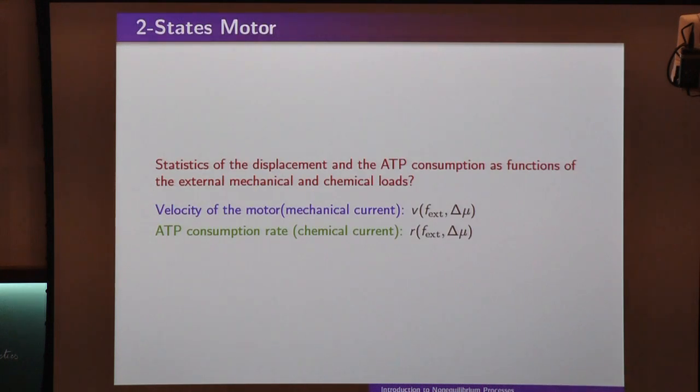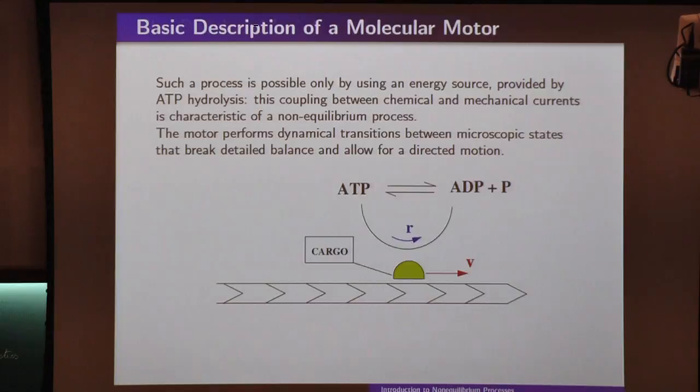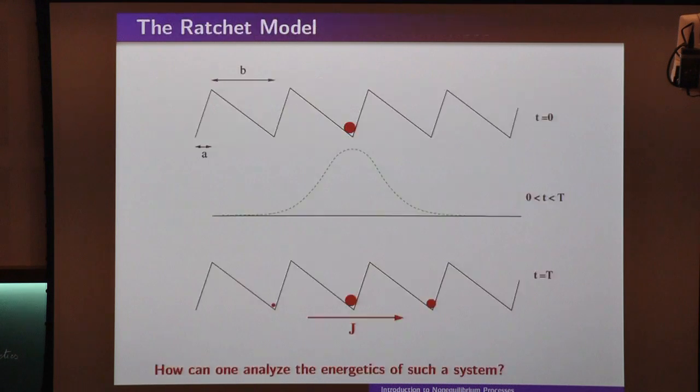So now we have this molecular motor, which proceeds at a certain speed and which consumes ATP at a certain rate. So you have two currents: the speed of the motor, and the rate of consumption of ATP. And we are interested in computing these two currents as a function of the external load and the chemical potential of the reaction between ATP and ADP plus P. So there is a load and there's a chemical potential here.